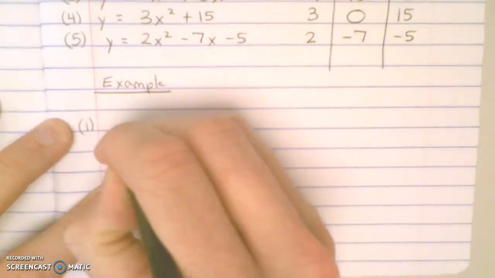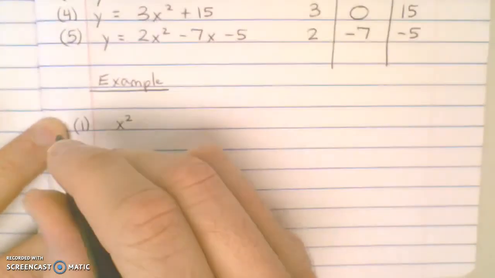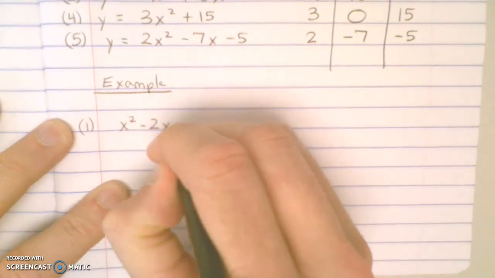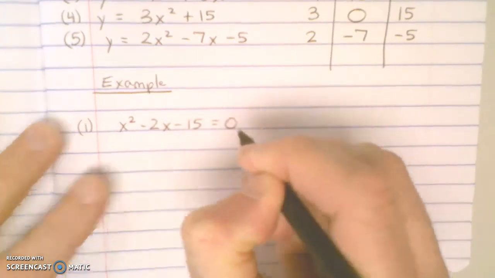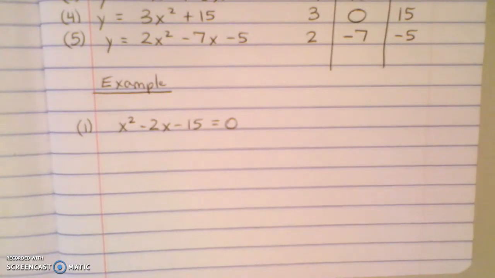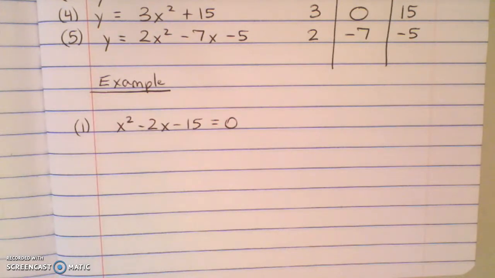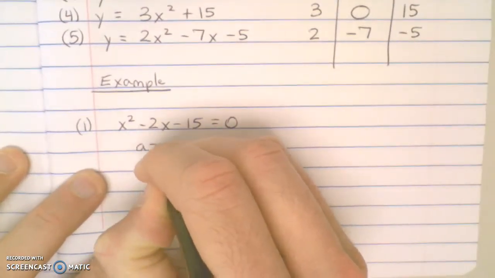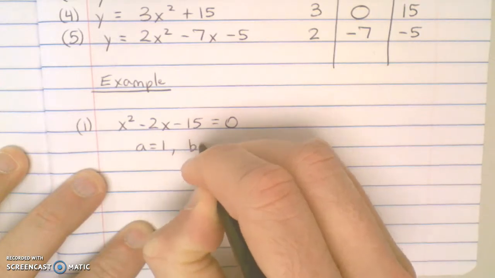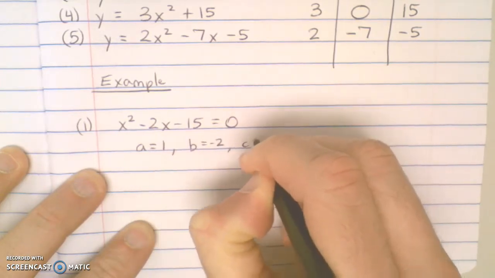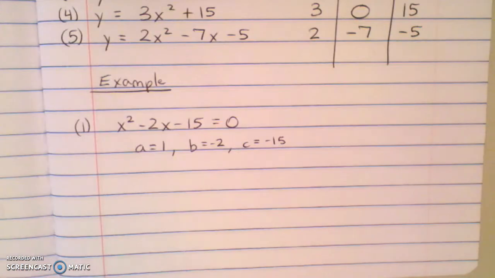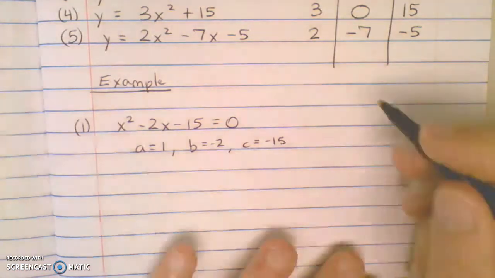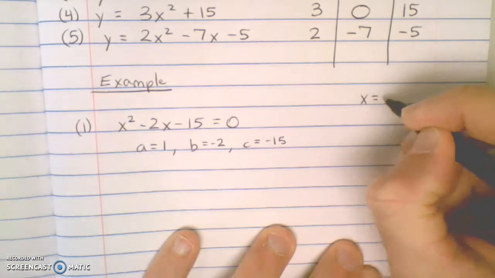Let's say you're given x squared minus 2x minus 15 equals 0. The first thing you have to do is identify your a, b, and c values. So in this problem, a equals 1, b equals -2, and c equals -15. I'm going to rewrite the formula over here just as a quick snapshot.